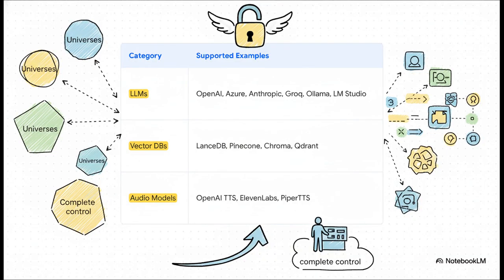Just look at this. It really paints a picture of the insane amount of freedom you get. And it's not just about the big language models. You get to choose your vector database. That's the brain that organizes all your documents. You can even choose your text-to-speech models. The main takeaway here is huge. You are never locked into one company's ecosystem. You control the whole thing.